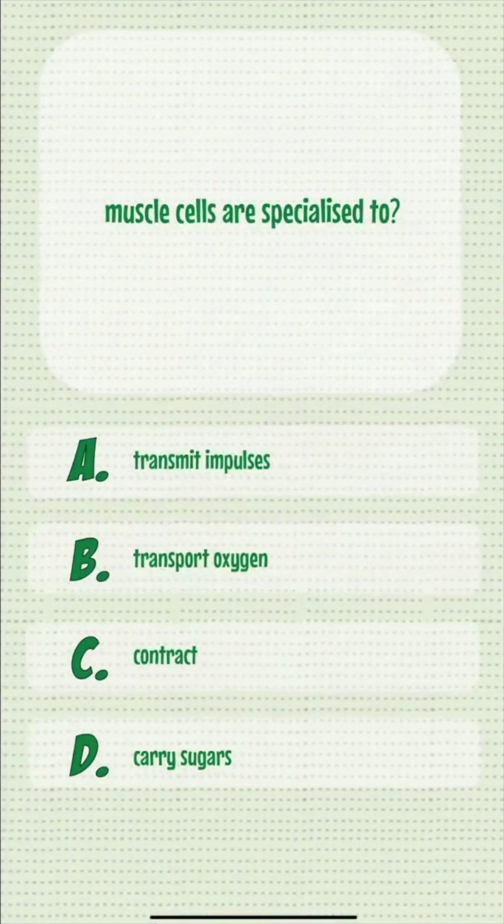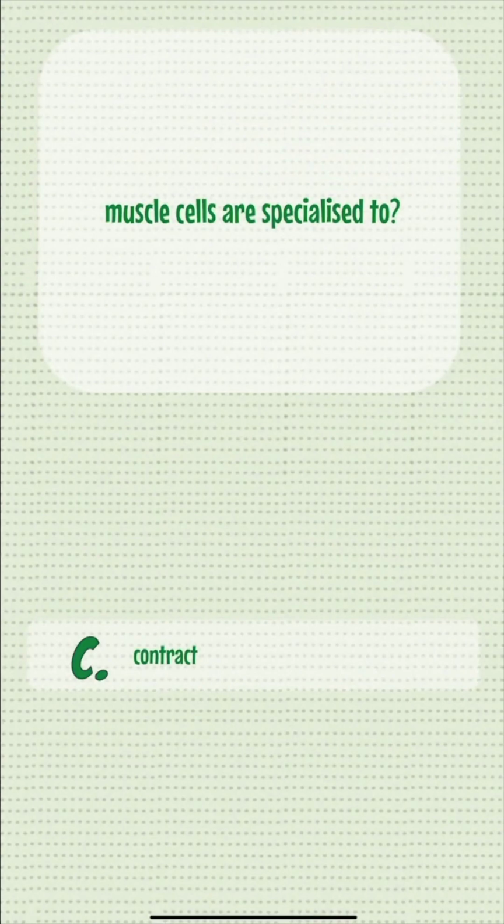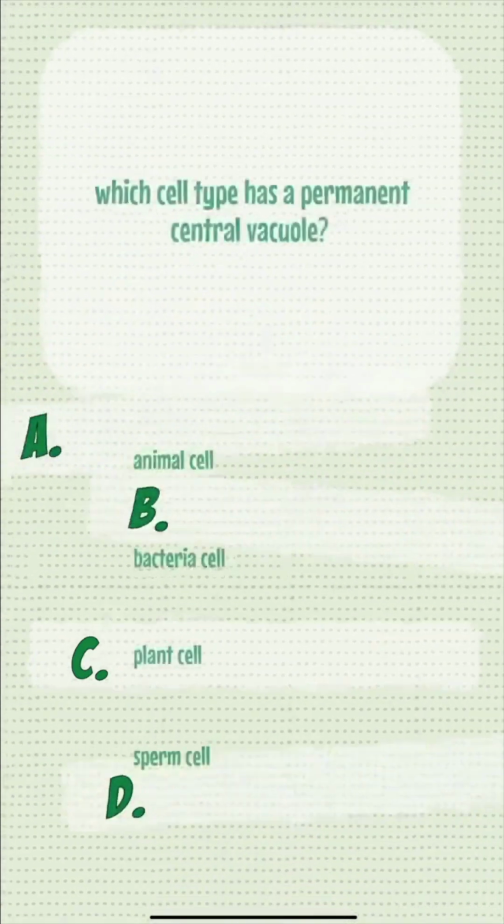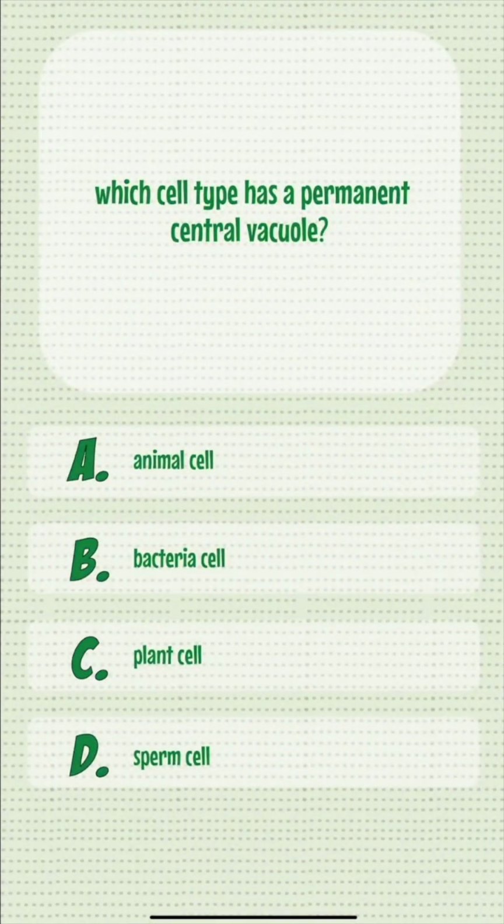Okay, next up. Muscle cells are specialized to, again, not transmit impulses. Which one of the other ones is it for this one? C, contract. Yep, that's what muscles do. They don't transport oxygen. They don't carry sugars either. It's to contract. That's the whole purpose of them. They allow movement by contracting. Well done.